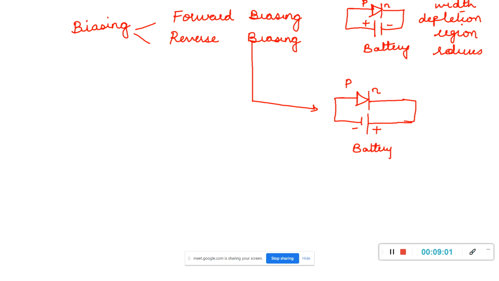Okay. And what happens? The large majority carriers will be there. So those constitute a current. Once the electrons enter the P region, they move from hole to hole to the positive terminal of the battery. The movement of electrons or the movement of the holes is nothing but the current. If the current is due to the holes, it is known as hole current. If the current is due to the N region because of the electrons, then it is known as electron current.